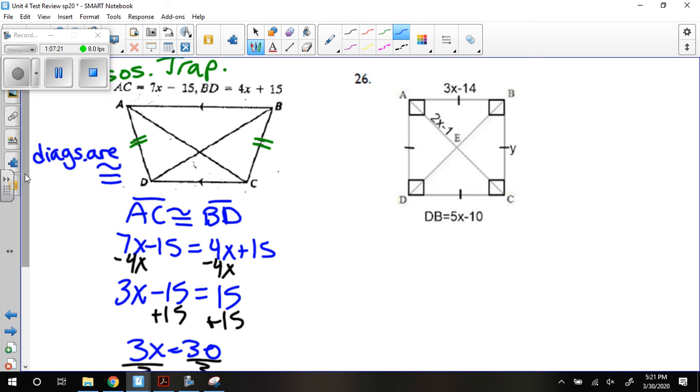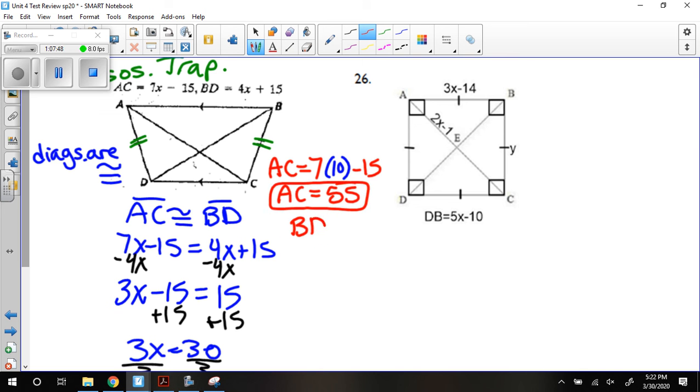Okay, so we found x. Now we just need to find those diagonal lengths. Okay, so AC, if I plug in, we've got 7 times our x, which is 10, and then minus 15. So AC is 70 minus 15, which is 55. And then BD is supposed to be the same length, so it's also 55.